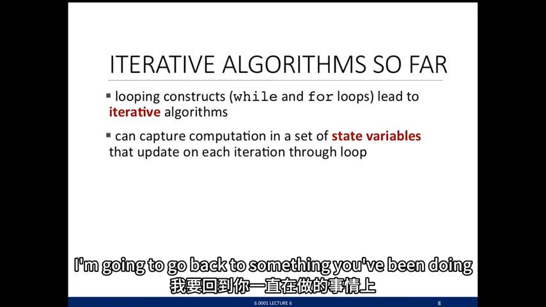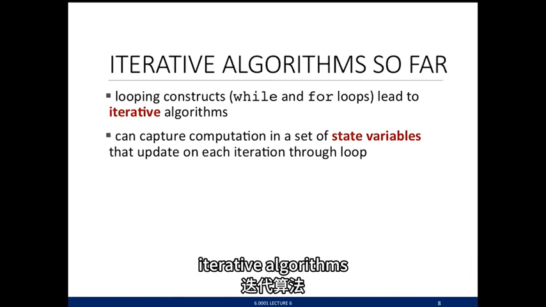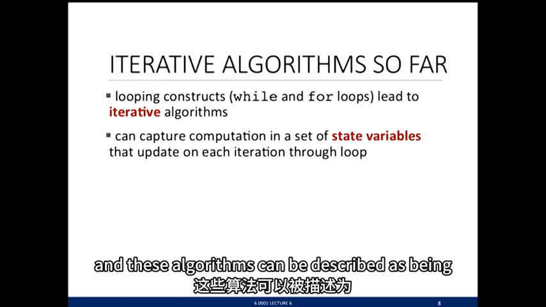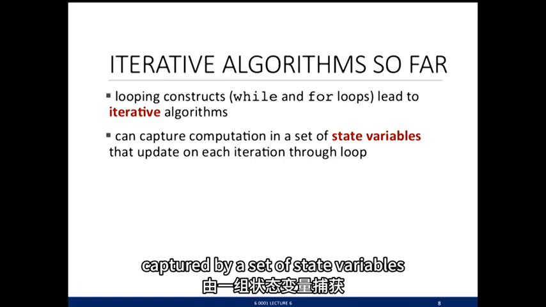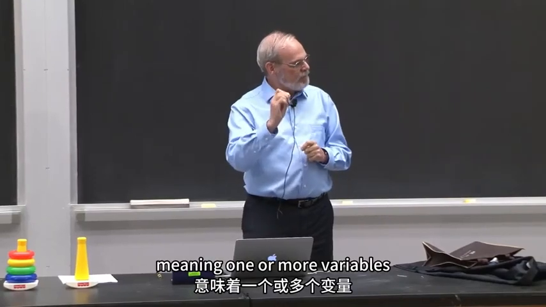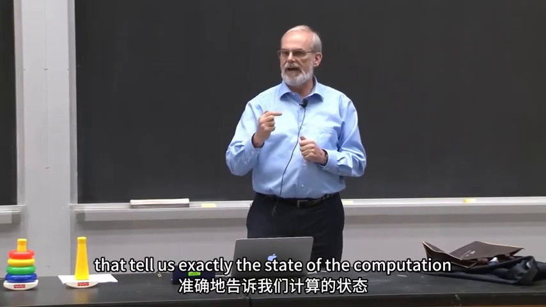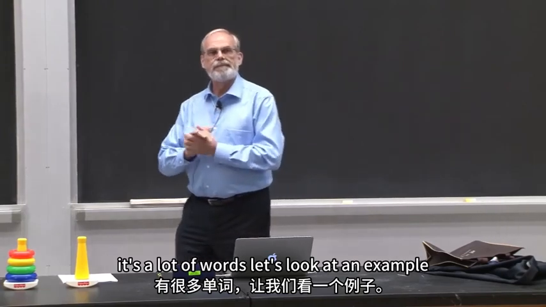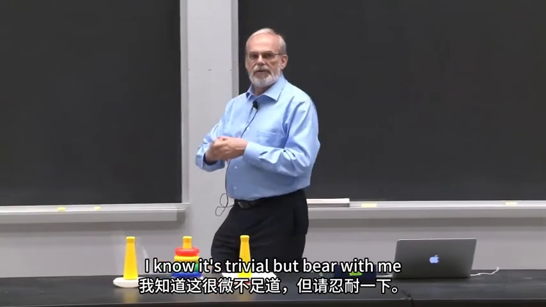And to set the stage, I'm going to go back to something you've been doing, iterative algorithms. For loops, while loops. They naturally lead to what we would call iterative algorithms. And these algorithms can be described as being captured by a set of state variables, meaning one or more variables that tell us exactly the state of the computation. It's a lot of words. Let's look at an example. I know it's trivial, but bear with me.